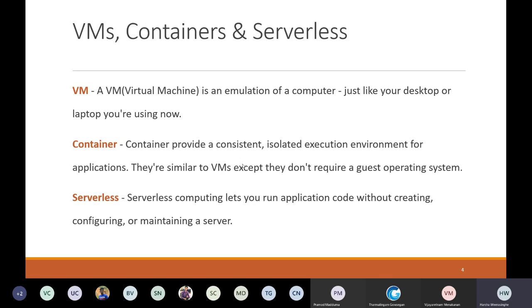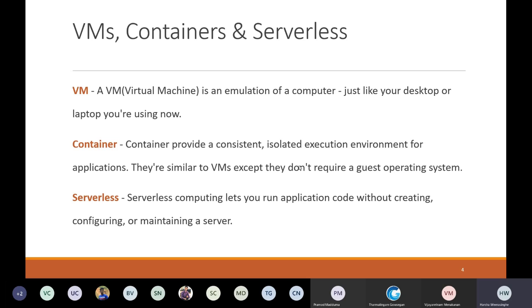When it comes to containers, it's similar to a VM, except they don't require a guest operating system. So we are not going to work with operating systems, and we are not responsible for operating system related stuff. And we have something called serverless. There we are running our code, and we don't care what the base hardware is or what the operating system is, but we are running our particular logic in a serverless environment. We are not thinking about configuring, maintaining, or creating any server related stuff.